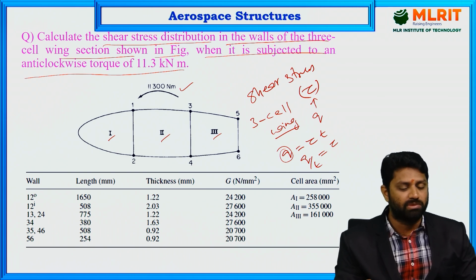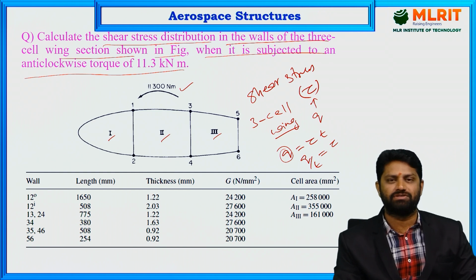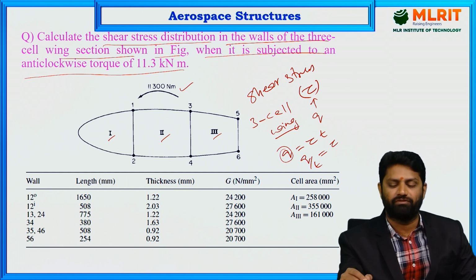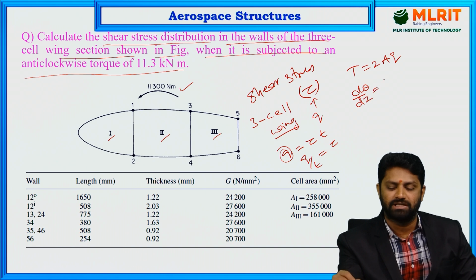But when you look at this problem, it is related to torsion. When the torque of 11,300 Newton meter is applied simultaneously on all the 3-cell wings, you have to take the formulae we discussed in the last session. The first formula is for torque, T equals 2AQ, and the second is the rate of twist, equals 1 by 2AG times the cyclic integral of Q ds by T. This is the rate of twist formula.